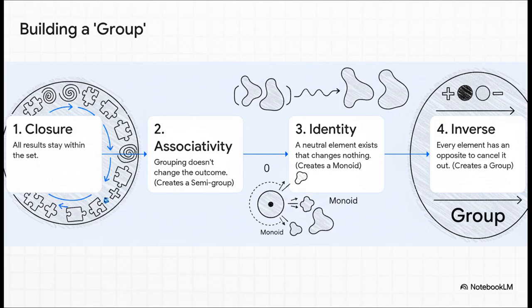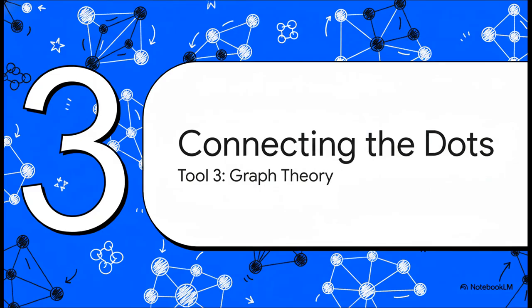And finally, rule 4, inverse. For every number, there's an opposite that cancels it out, like 5 and -5. Once you have all 4 of these rules in place, congratulations, you've just built a complete, self-contained system. You've built a group. Okay, on to our final tool.